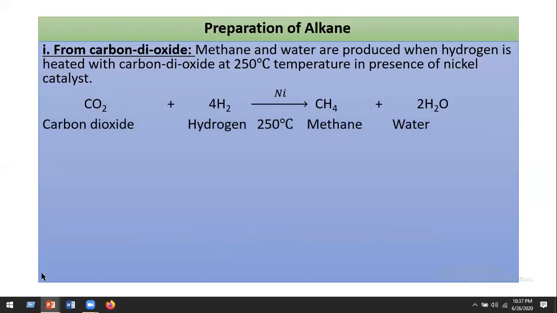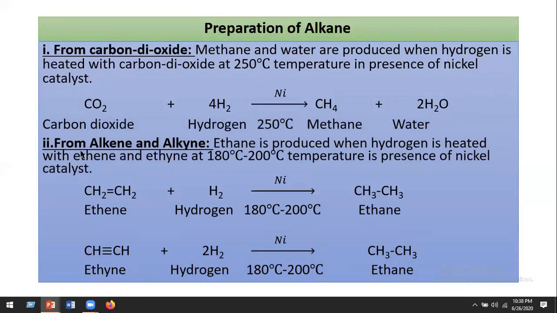Now I'll discuss the preparation of alkanes. Several preparation methods of alkanes are available. Number 1, from carbon dioxide. Methane is prepared from carbon dioxide and hydrogen in presence of nickel catalyst at 250 degrees Celsius temperature. Please see here, methane and water are produced when hydrogen is heated with carbon dioxide at 250 degrees Celsius in presence of nickel catalyst.